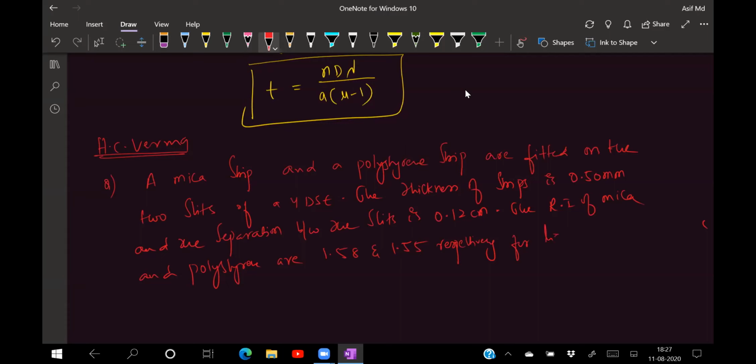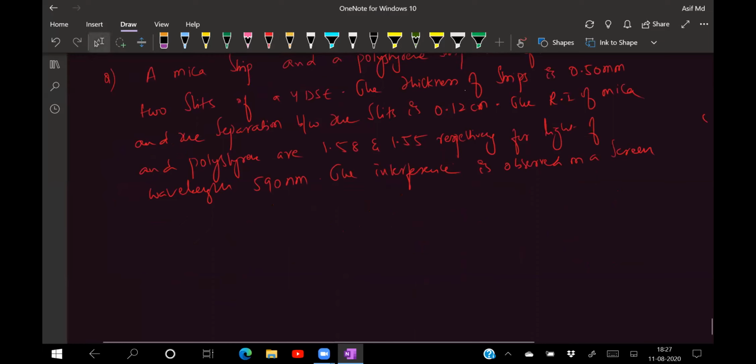For light of wavelength 590 nanometer, the interference is observed on a screen at a distance of 1 meter. If you have SC Verma, please try to open and see this question, beta. It is observed on a screen at a distance of 1 meter away.